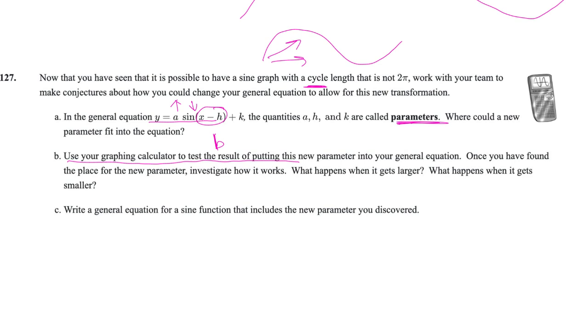So what I'm looking for is something that looks like this: a sine of b times x minus h, because that's going to end up lengthening that piece out here. Let's see, this is kind of this third part here. Let's just see what that looks like on Desmos here.